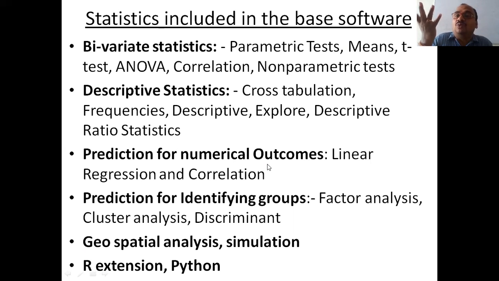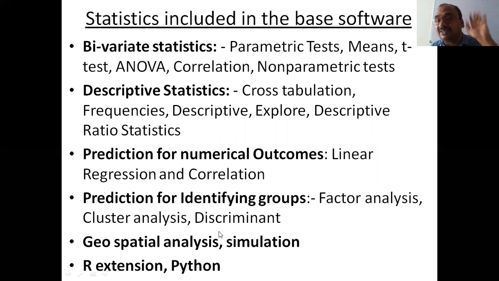You can predict the value, what will be next. See, out of 100 patients, 98 patients got cured. What about the 101st patient? Either he will be cured or not. You can guess it. You can predict the output. Prediction for numerical outcomes: linear regression, correlation. Prediction for identifying the groups: factor analysis, cluster analysis, discriminant analysis. All these points you have to write in the examination. These are the statistics which are included in the basic software of SPSS.